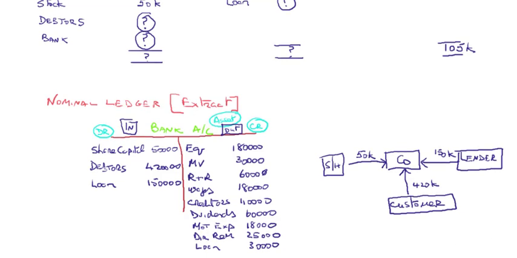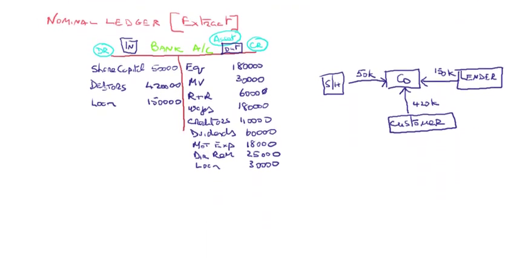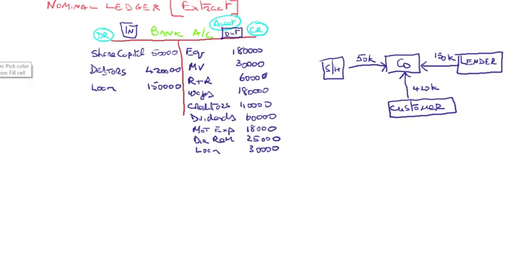So that's that. Let's bring this down a little bit here. To find out how much is left in the bank account at the end of the year, we add up the left hand side and we add up the right hand side, and whatever is the difference between the two is the balance. So let's add up these three figures together. We get 620,000.